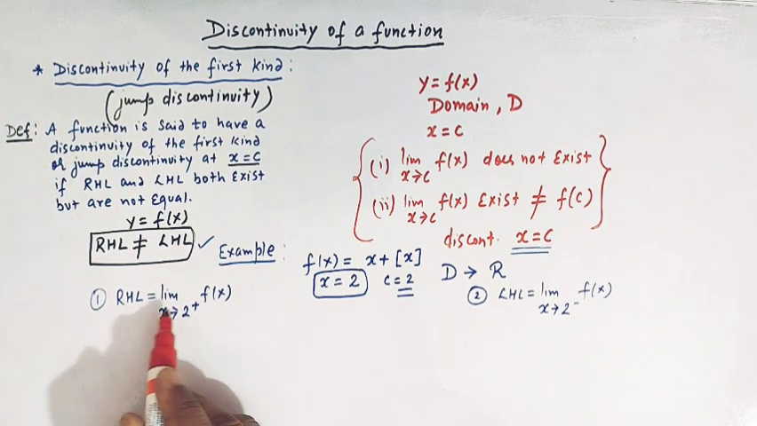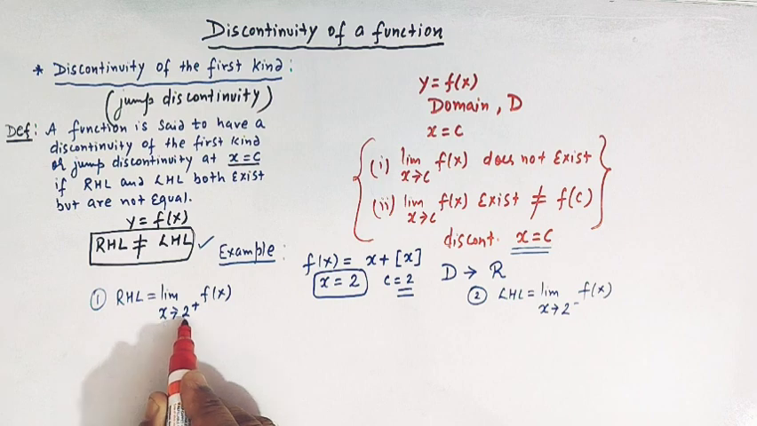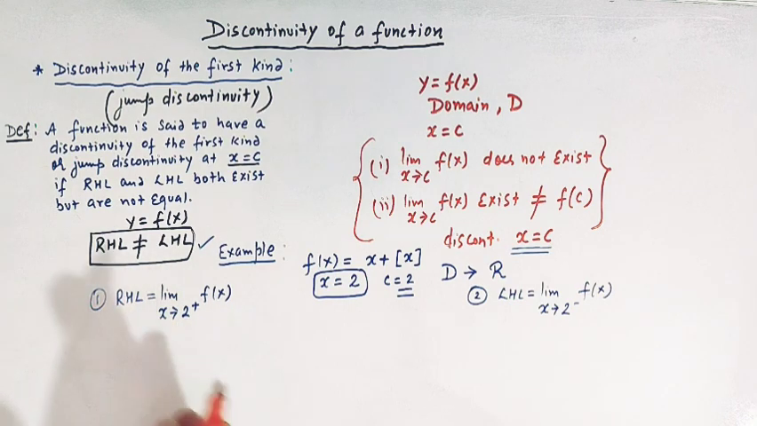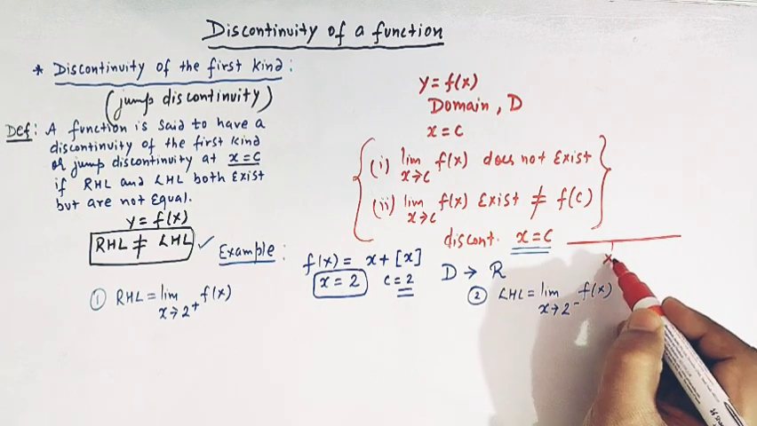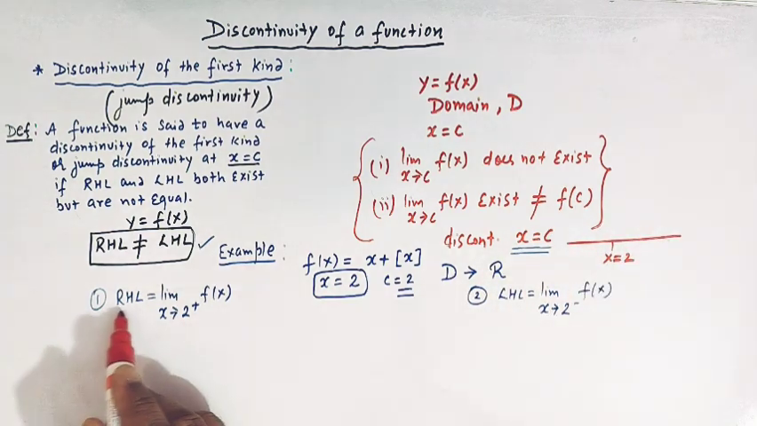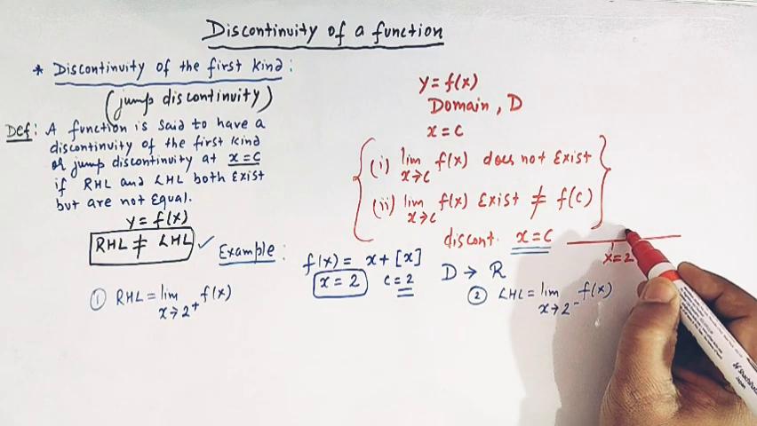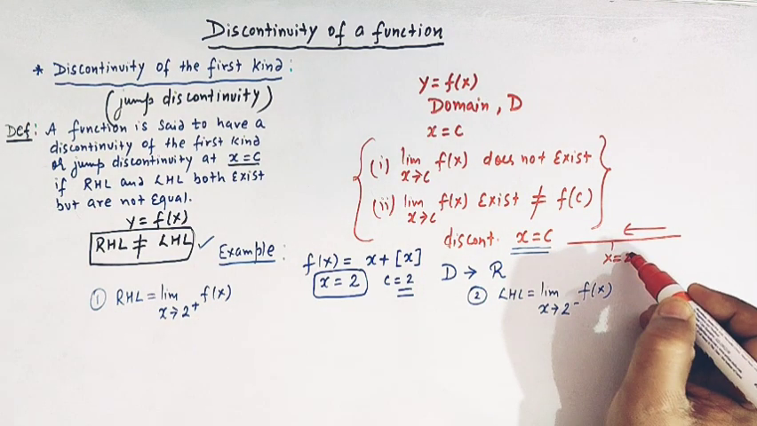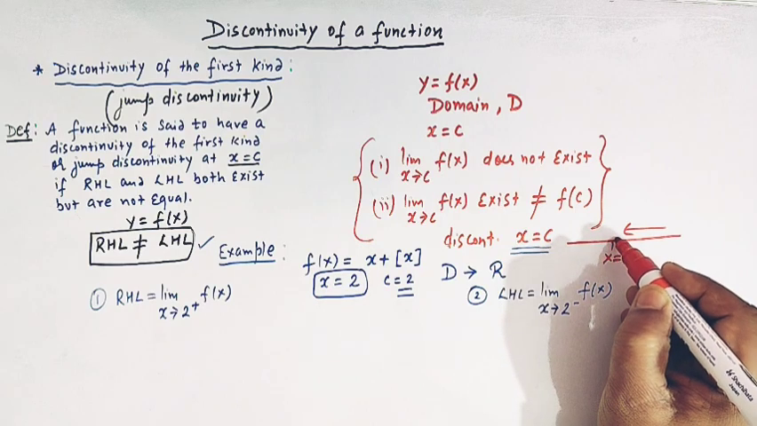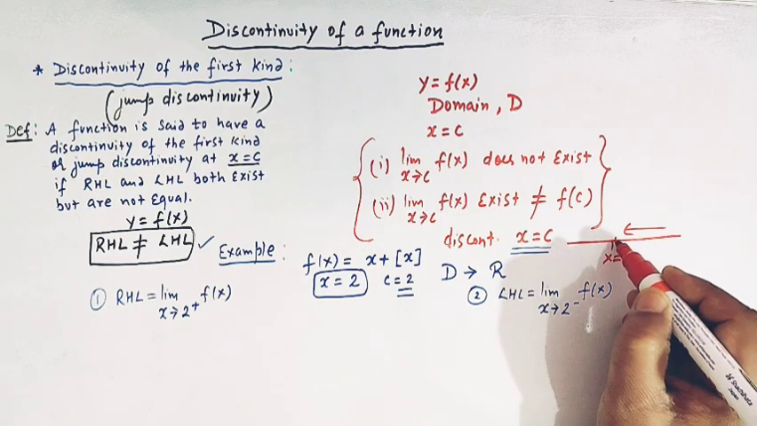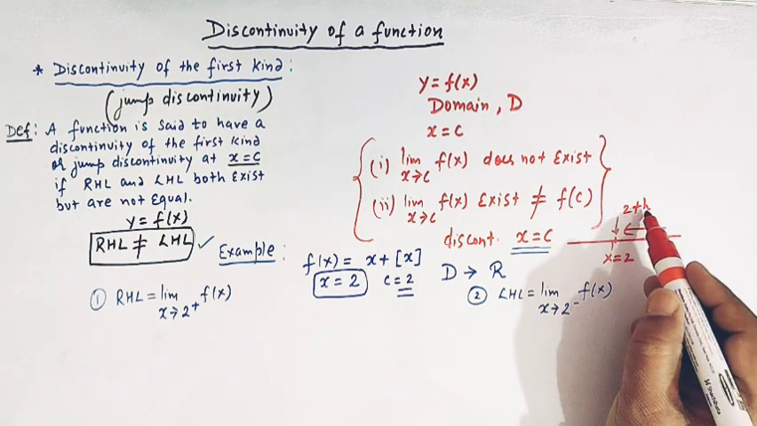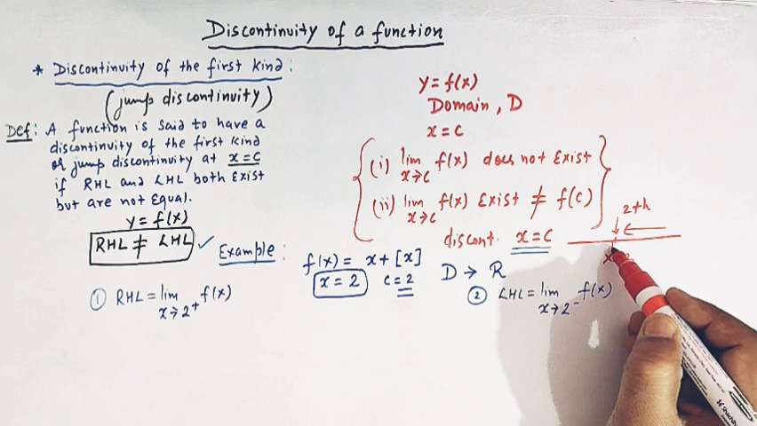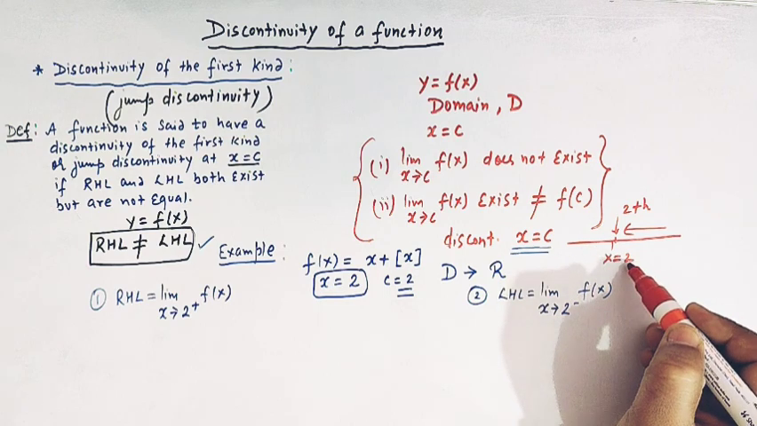So now, to find out the right hand limit, x approaches 2 from the right of x equals 2. While finding the right hand limit, we are approaching from the right of x equals 2. So we'll take a point, say 2 plus h, which is in the neighborhood of x equals 2.